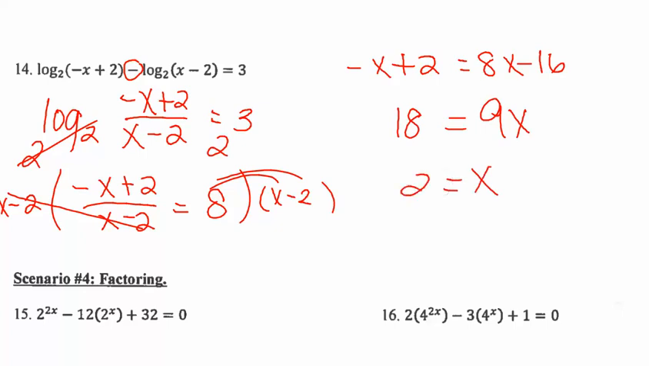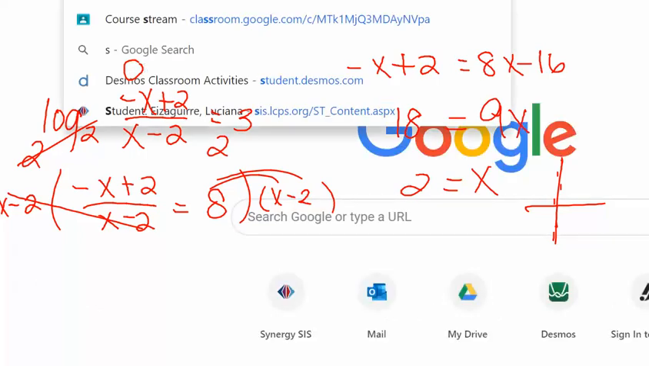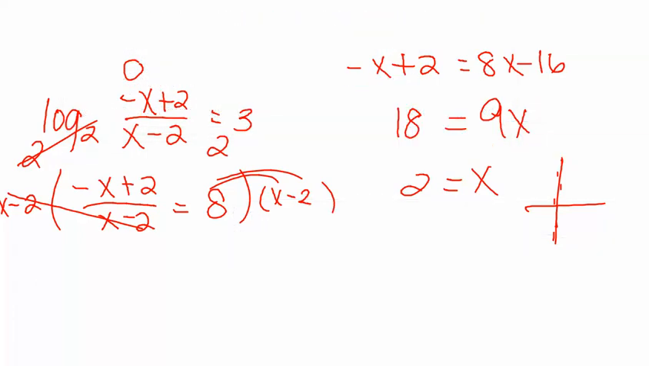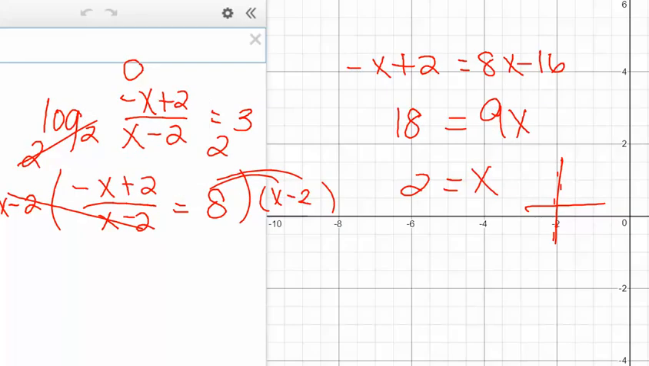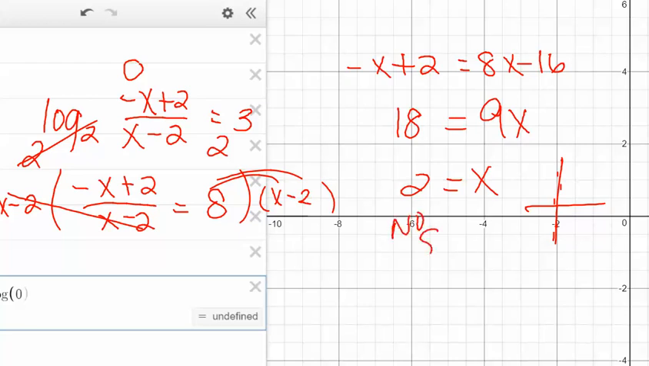And if I plug that in, I get log of 0. When x is 2, I get log of 0. So you're not allowed to have log of 0. And even if you were to go into Desmos, if I open up Desmos real quick and show you, and I were to type in log of 0, it's undefined because log can't be 0. So this would be no solution.